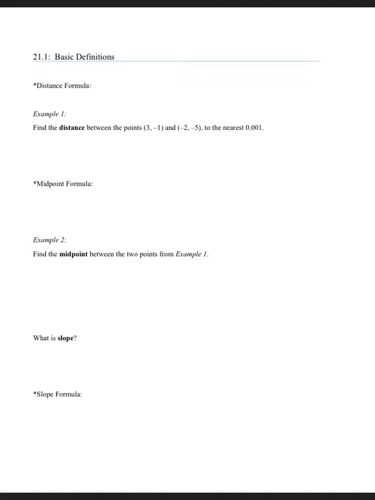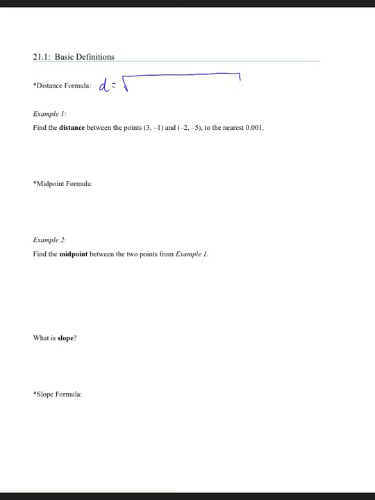Hi there. 21.1 is basic definitions. What we're going to start with is the distance formula. We use the distance formula to find the distance between 2 points on the coordinate plane. So the distance formula is: distance equals the square root.